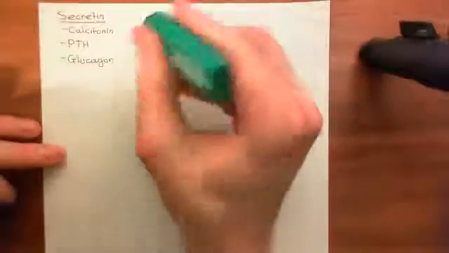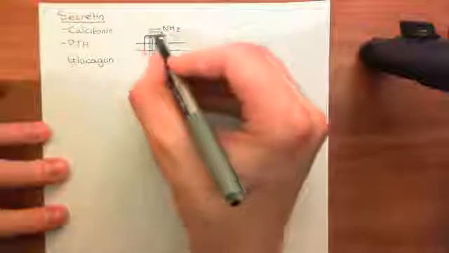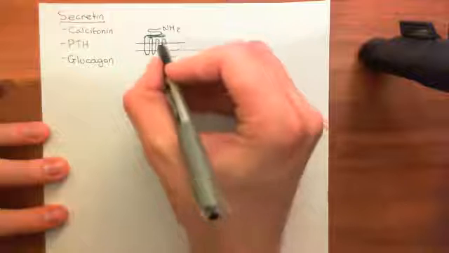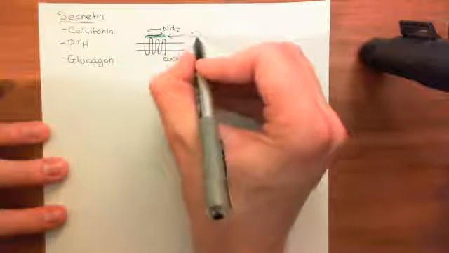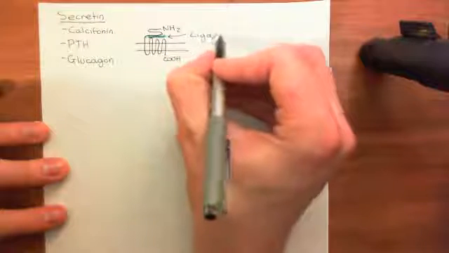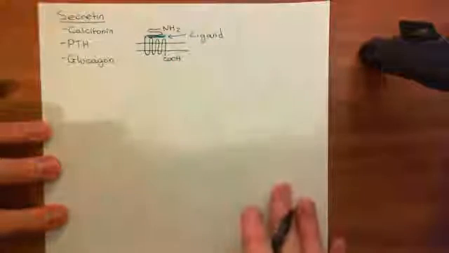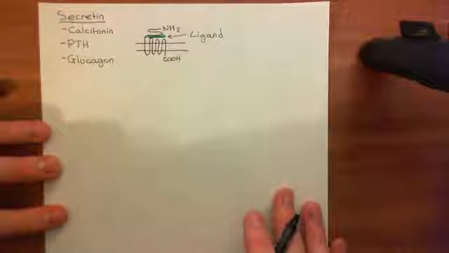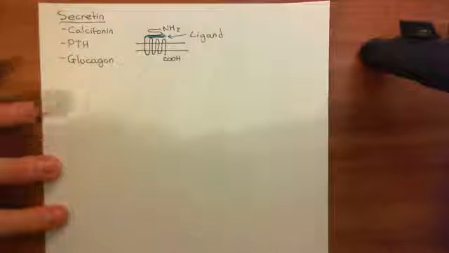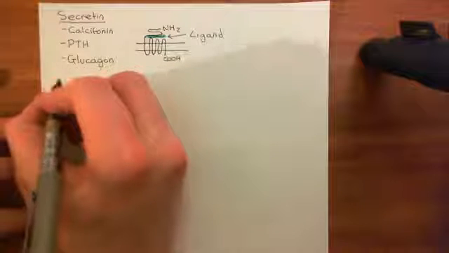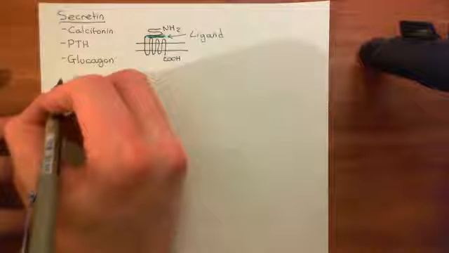I'll highlight that in turquoise. This turquoise line represents the ligand, and you can see that it's binding between the amino terminal domain up here and the transmembrane domain here. So this is the ligand. That's the characteristic feature of secretin family G protein coupled receptors, that the ligand binds between the amino terminal domain and the transmembrane domain. So that's the secretin family.